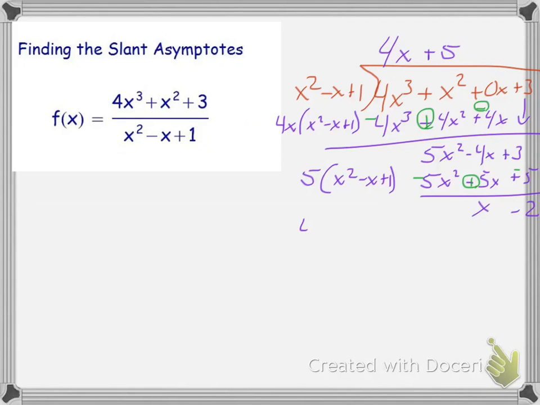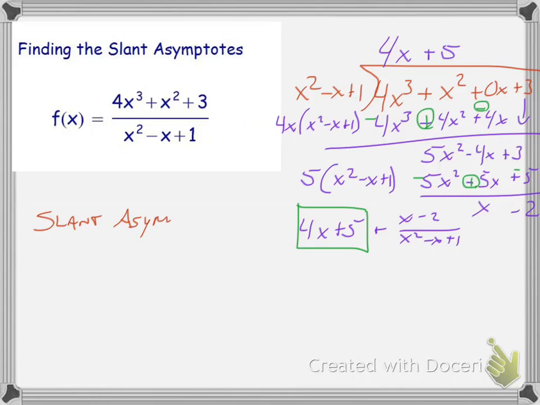Okay, so when I divide, I get 4x plus 5 plus x minus 2 over x squared minus x plus 1. Notice my sign changes I used in green, if you're having issues with how I got that. But all I'm really concerned with is this linear part. And that is my slant asymptote: y equals 4x plus 5.